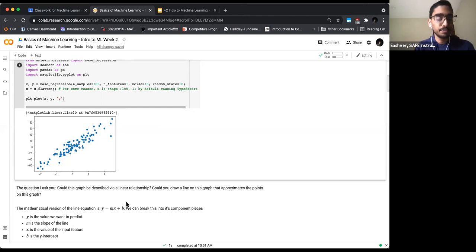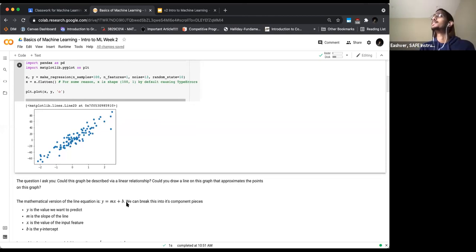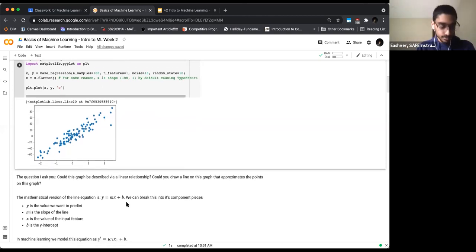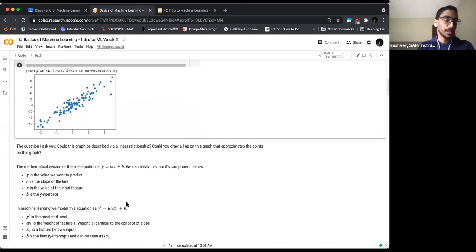But in machine learning, it's a little different. So we would write this as y prime equals w1 times x1 plus b. So some similarities, but it's the same general structure. In here, y prime is the predicted label.